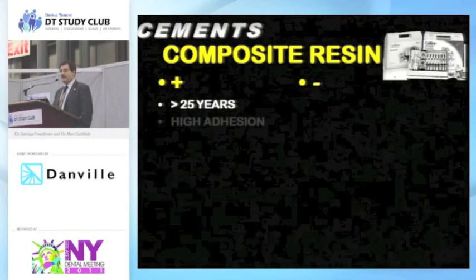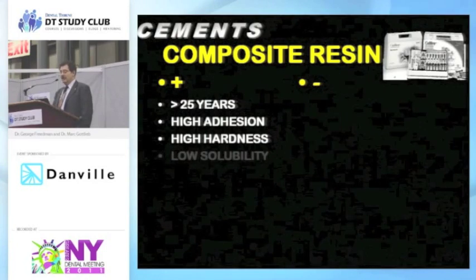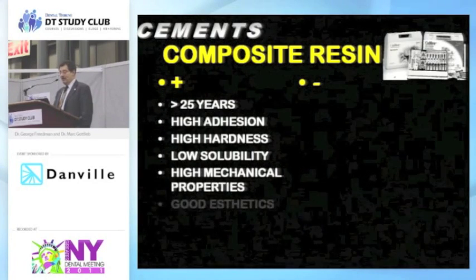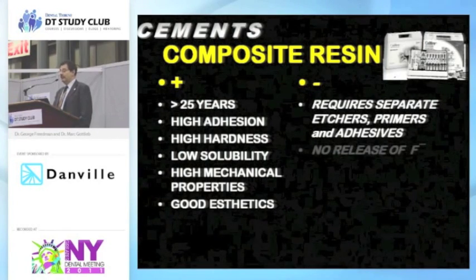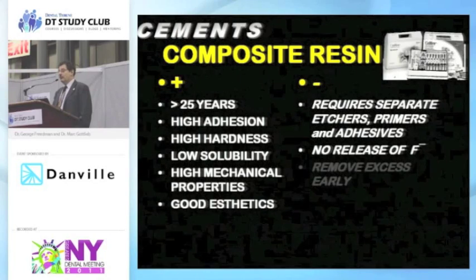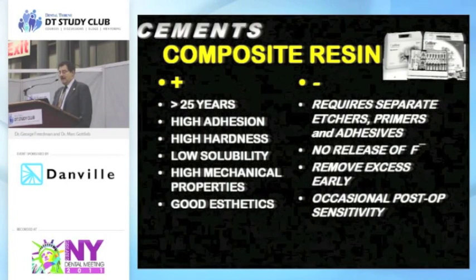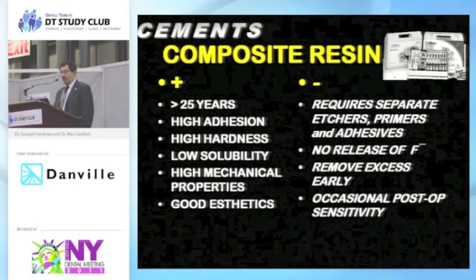You have to remove the excess early, especially interproximally or underneath a bridge, and occasional post-op sensitivity if you have to etch the tooth if it's a vital tooth. All restorations are fine, except, of course, for the zirconia and the alumina restorations. The fact that they require separate etchers, primers, and adhesives is certainly not a positive.